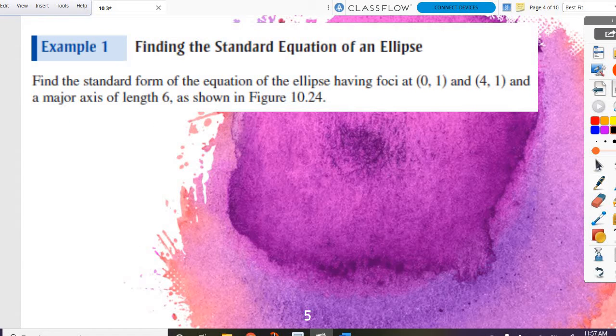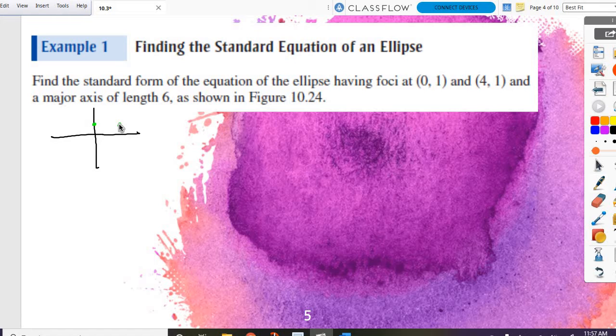So, let's look at an example. This says, find the standard form of the equation of the ellipse having foci at (0, 1) and (4, 1), and a major axis length of 6. It says, as shown in the figure, so we're going to draw ourselves our own figure. So our foci would be at (0, 1) and (4, 1), correct?